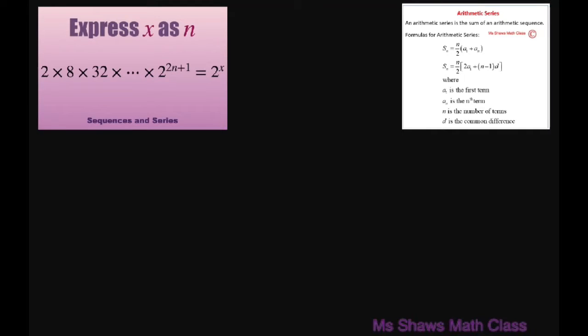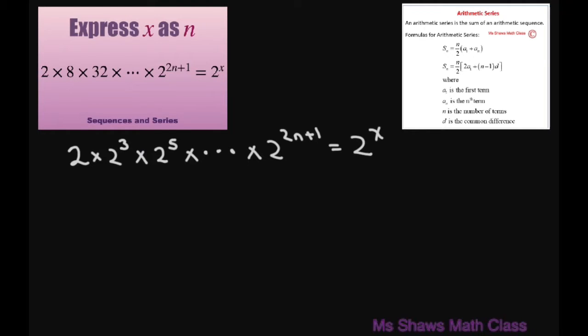All right, let's rewrite this first and write this as 2 times 2 cubed. I'm trying to get the same base. Times 2 to the power of 5 times dot dot dot times 2 to the power of 2n plus 1 equals 2 to the power of x. All right, and that would mean that since this is our 2 to the power of 2n plus 1, we're really starting with a sub 0, then a sub 1. So if you substitute it in, you'll get that. That's just a side note.